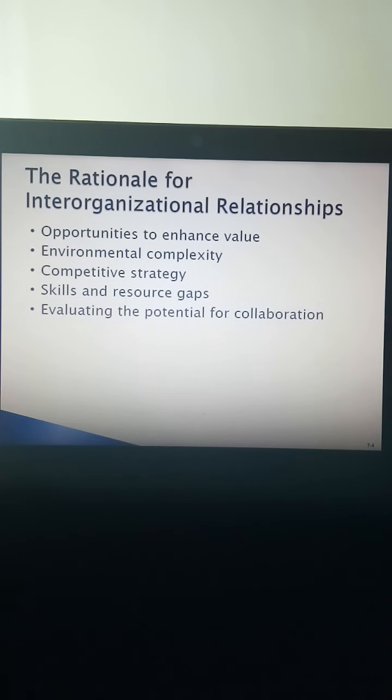The rationale for interorganizational relationships continues with skills and resource gaps. Factor number 4, skills and resource gaps. There are two identified skills and resource gaps, known as technology constraints and financial constraints. These are two big gaps related to skills and resources.